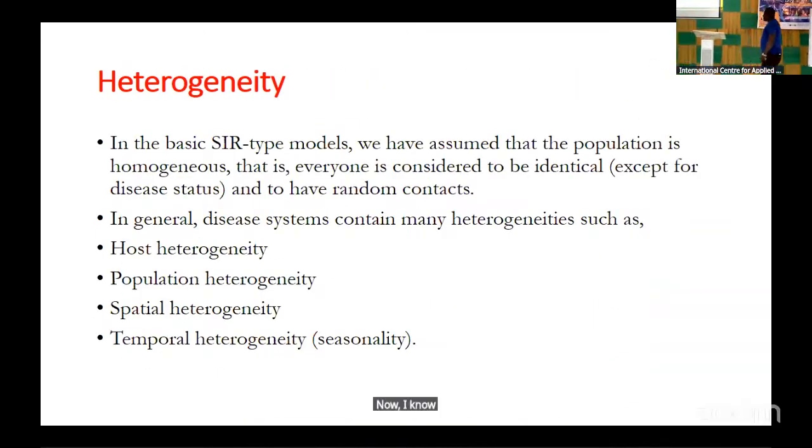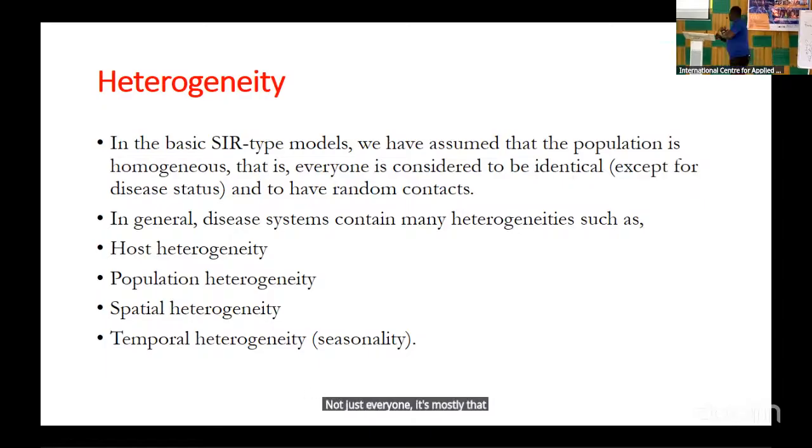Now, on heterogeneity generally: in the basic SIR model, we assume that the population is homogeneous. That is, everyone is considered identical except for their status, and has random contacts, so the contacts are not specific. In this case, you are having random homogeneity.